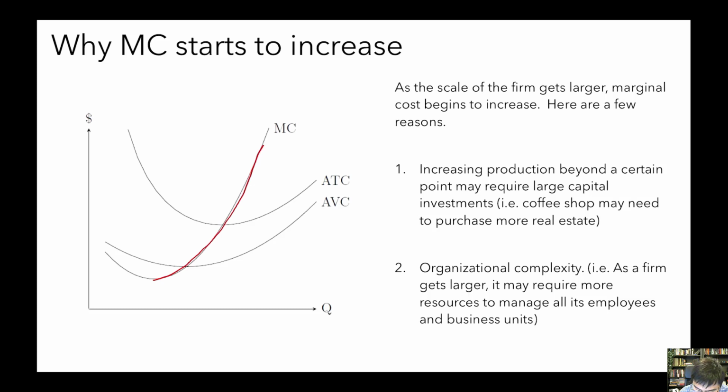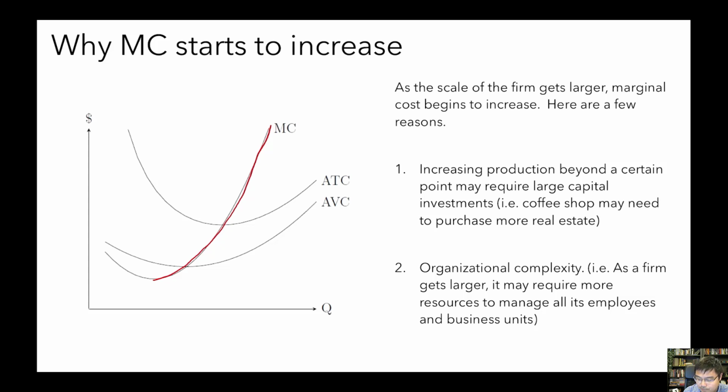But why does marginal cost increase as the firm gets larger and larger? So one reason could be that as you want to scale up your production beyond a certain point, you're going to need to spend money on a large capital investment. So think about a coffee shop that wants to expand beyond its original shop. At some point, the number of customers it can serve is maxed out because the shop is only so large. And the only way for it to serve more customers is to expand by opening another branch or moving into a larger space. But either way, that's very expensive, and so marginal cost is increasing as the quantity of production gets larger and larger.